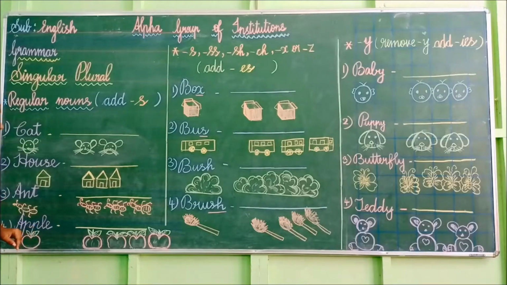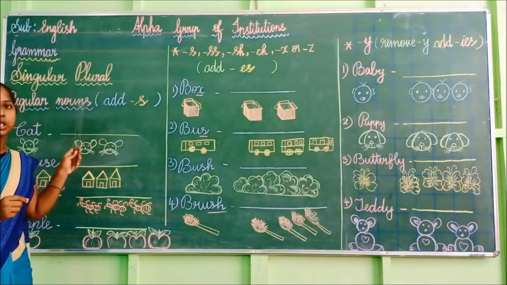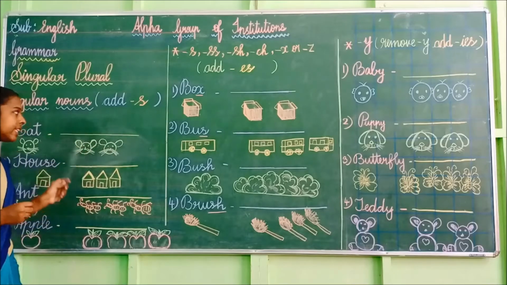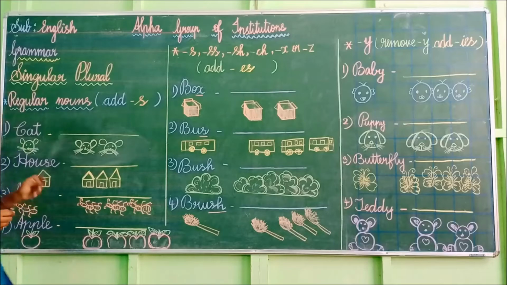First, let us see regular nouns. If the singular noun is a regular noun, you have to simply add S to the singular noun to make the singular noun into plural. See the example. What is this? This is a cat. How many cats are there? Only one. So it is singular. Look at the image. 1, 2. Here we have 2 cats. So you have to add S.